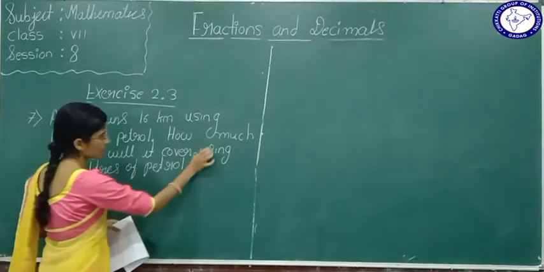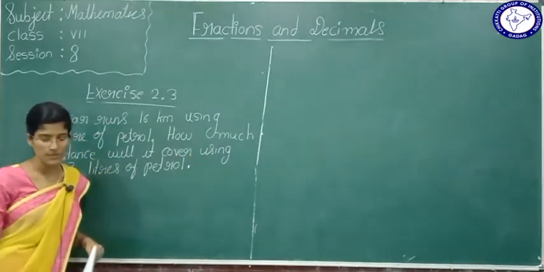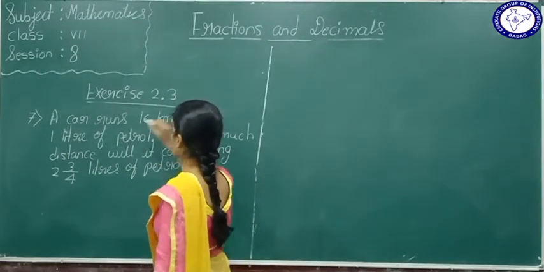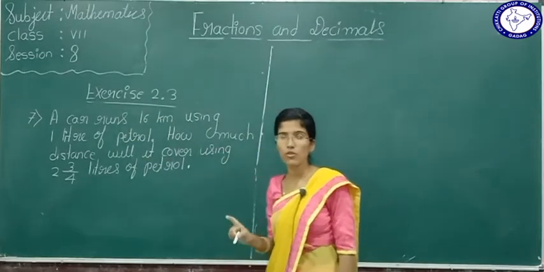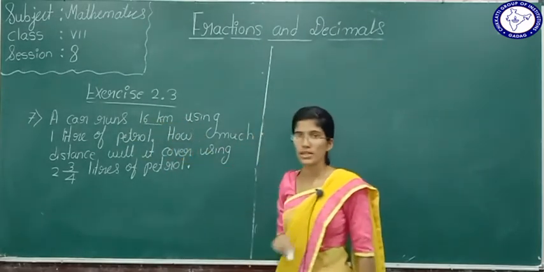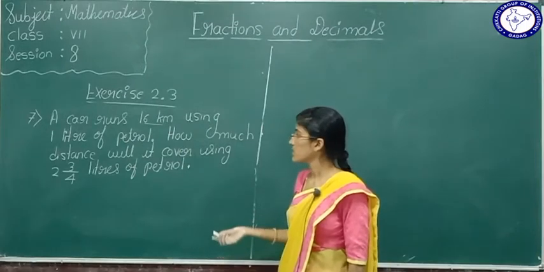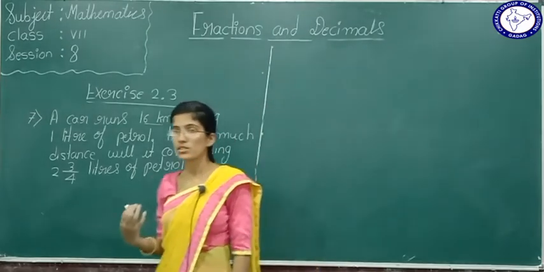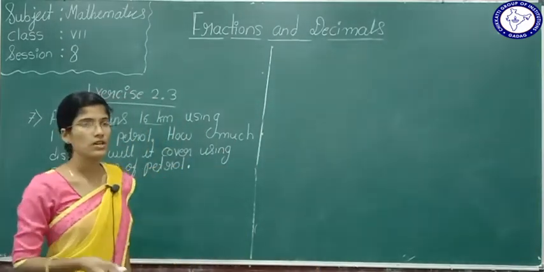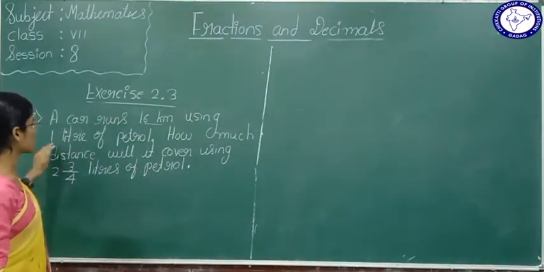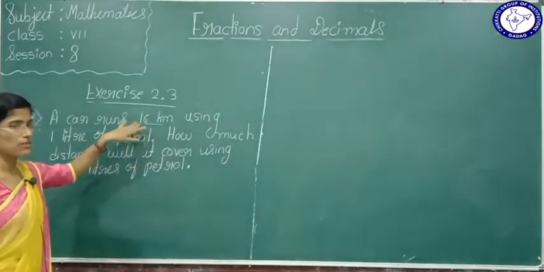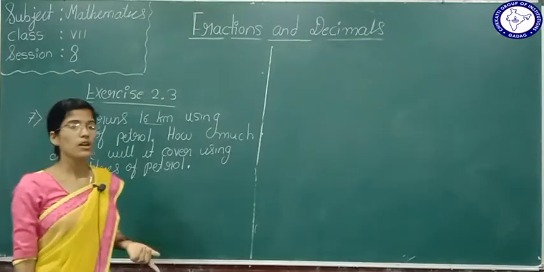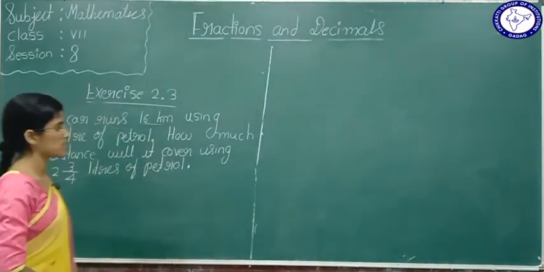Now see here students, what they have given is one car. A car runs 16 kilometer using 1 liter of petrol. They have asked how much distance the car will cover using 2 integer 3/4 liters of petrol. See the solution.